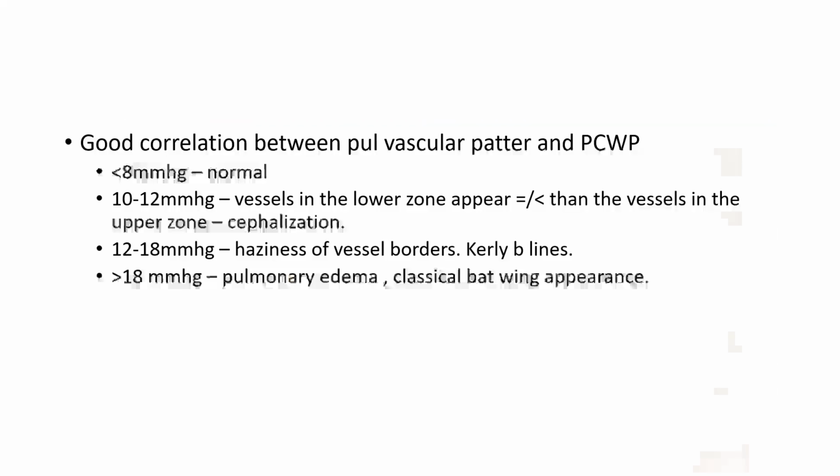While assessing the lung fields and vascularity, it is known that there is a good correlation between the pulmonary vascular pattern and the pulmonary capillary wedge pressure. Pressure of less than 8 mmHg, there will be normal vascularity. Whereas in cases of enlarged pressure, that is 10 to 12, the vessels in the lower zone appear less than or equal to the diameter of the vessels in the upper zone. This is known as cephalization. And when the pressure increases further, 12 to 18 mmHg, the haziness of the vessel borders are seen with a few curly B lines being seen. And finally, when the pressure is more than 18 mmHg, pulmonary edema is seen with classical batwing appearance.